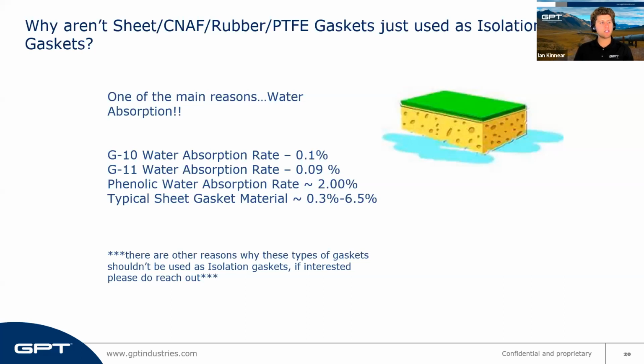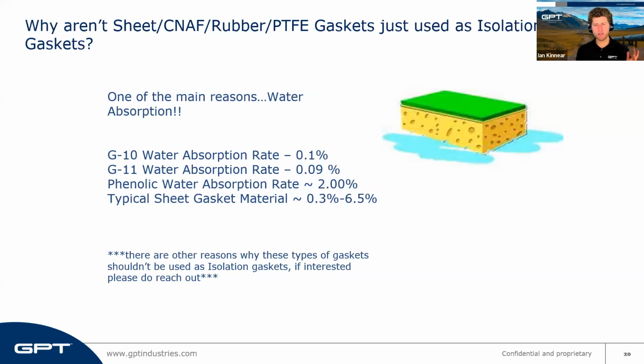So you can see here, GRE, that G10 and G11, is one of the oldest standard isolating materials. We use it in many of our gaskets, and you can see why. It has a really low water absorption rate, 0.1%, 0.09%, very low. Phenolics, an old isolating material, has a little bit of a higher water absorption rate. Sheet gaskets absorb much higher rates of water, and over time, they're going to lose their dielectric properties, if they have them to start, as a result.